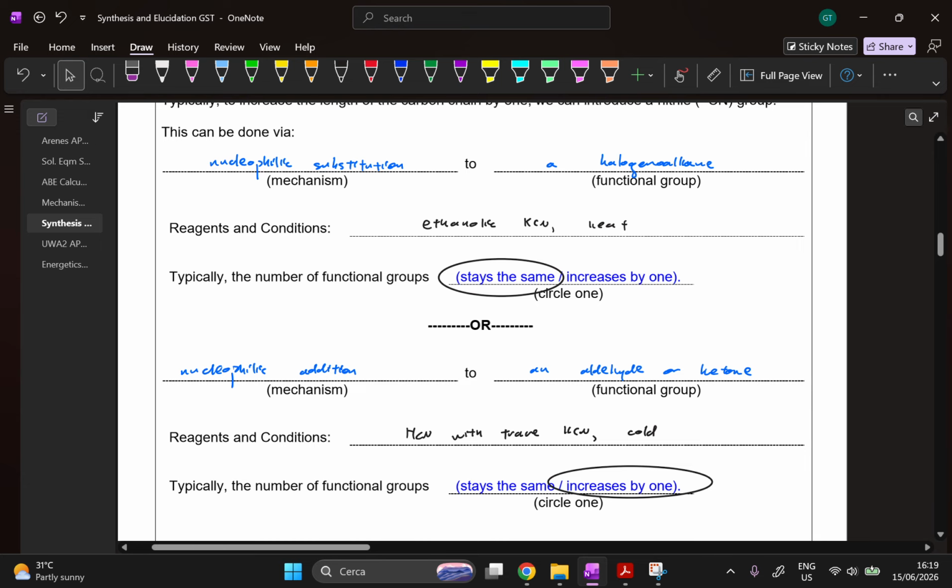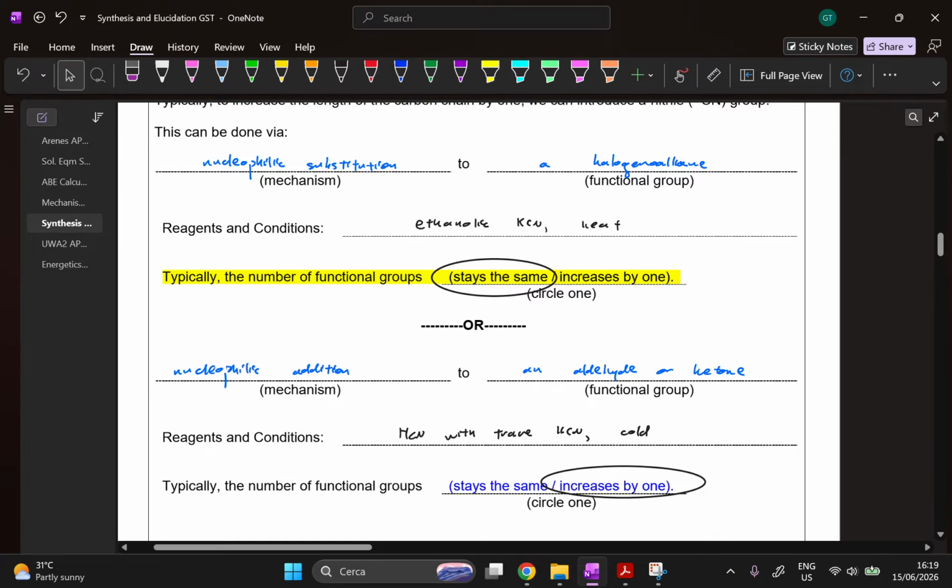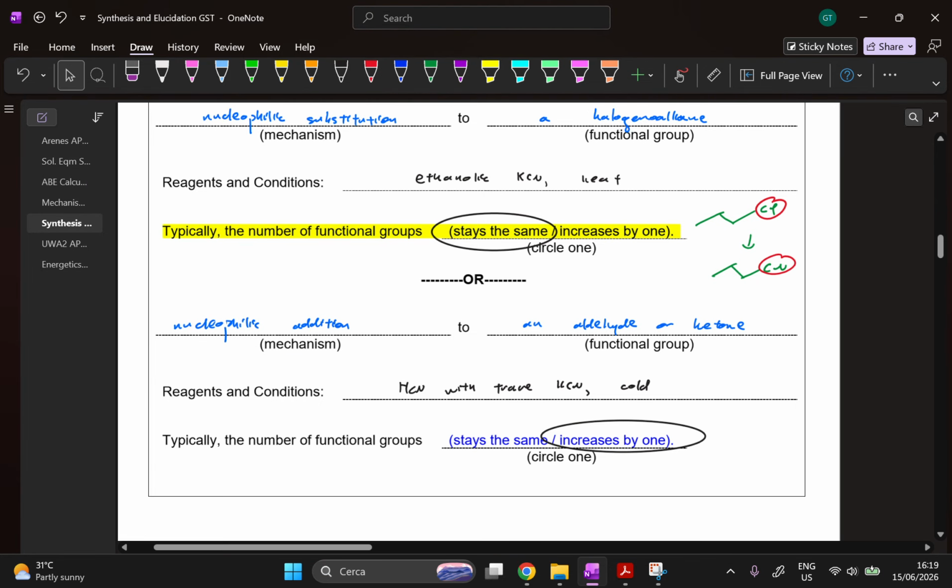The way is to look at this last line over here. If you have nucleophilic substitution, the number of functional groups will stay the same. Why? Because simply put, originally I have, let's say, this one, Cl, and I go to CN. How many functional groups do I have here? I have one functional group here. I still have one functional group here. The number of functional groups has not changed.